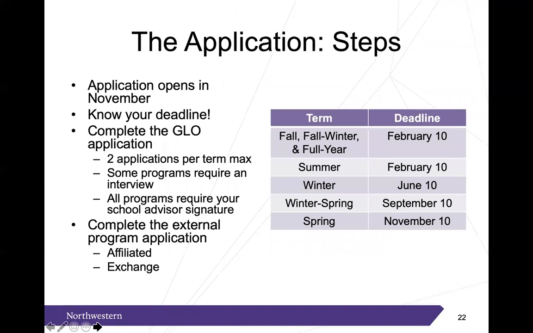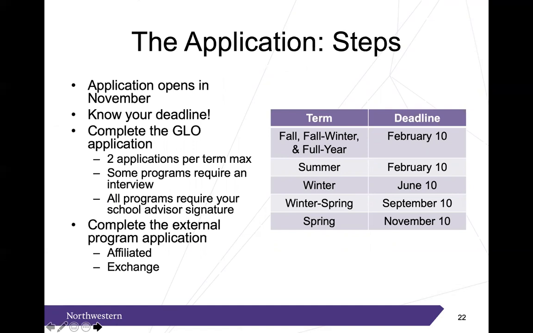And now we can move on to the application process. The next application cycle will open in early November. Once you've identified the programs that you'll be applying to, make sure to look at the deadline. When completing the GLOW application, it's important to know that you are eligible to apply to up to 2 programs max. Make sure to read carefully.